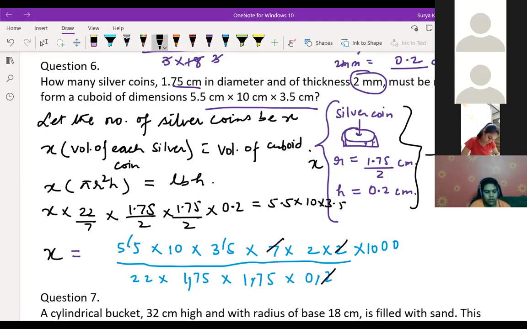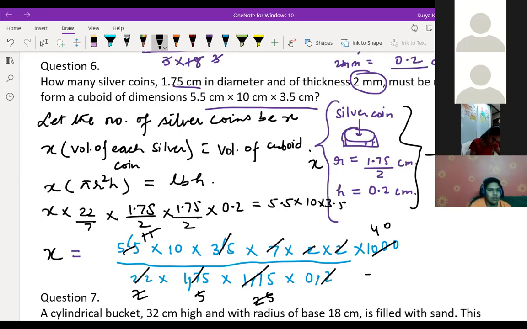7 2s are 14. 7 5s are 35. Again 25 4s are 100. 35 5s are 175. Again 5 and 11. 11 2s are 22. Again 2 and 2 got cancelled. So answer is 400.